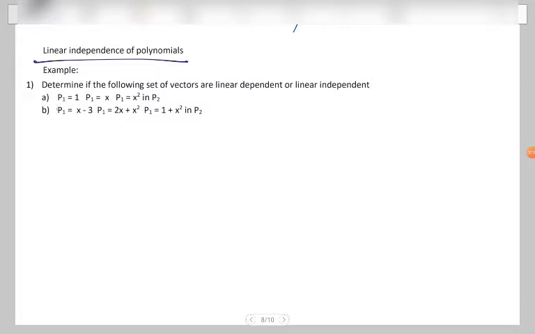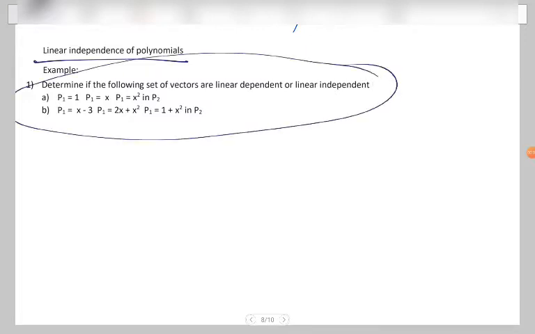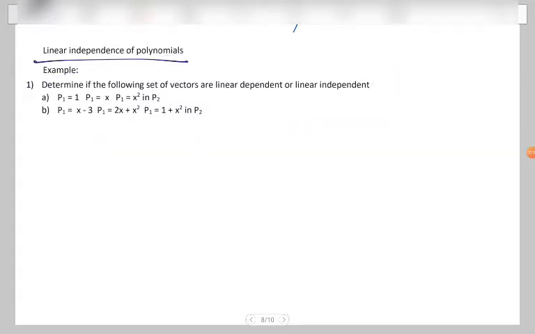Okay, let's just jump to an actual example. It says determine if the following set of vectors are linearly dependent or linearly independent. So you have A, which is P1, P2, and P3. P1 is 1, P2 is x, and P3 is x squared, and they are in P2.